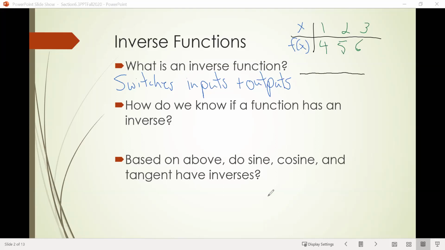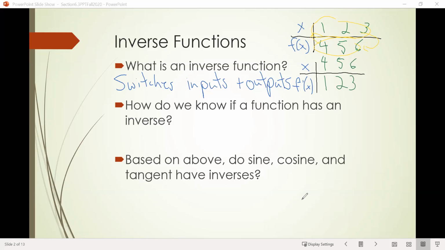Well, then the inverse function, I should say, for this, the table for that would look like, well, we'll take the inputs of the original function will now become the outputs, and the outputs will now become the inputs. So now it'll look like inputs of 4, 5, and 6, and outputs of 1, 2, and 3. Okay, so again, an inverse function switches the inputs and outputs of a function.